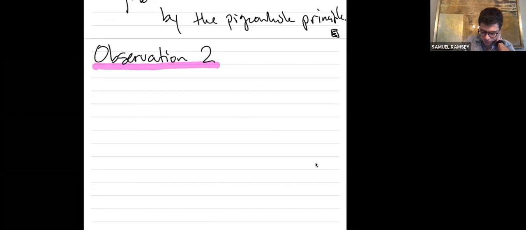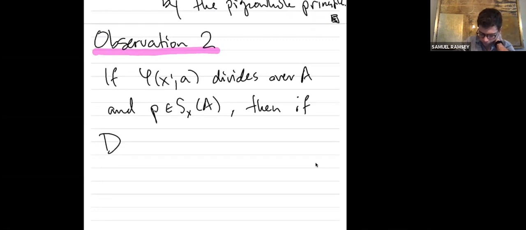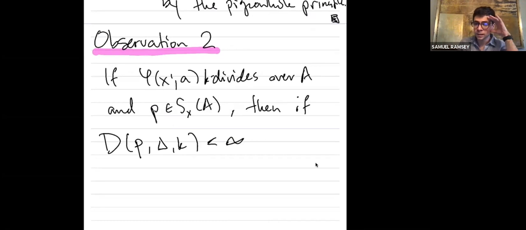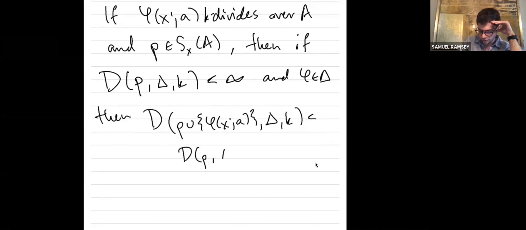All right, so observation 2 will be that if phi(x, a) divides over a, and p is a type over a, then if the rank of dp, delta, let's say k divides, and this rank is finite, it's not infinity, so it has some ordinal, and phi is in delta, then the rank of p union phi(x, a), delta, k is strictly smaller than the rank of d, delta, k.